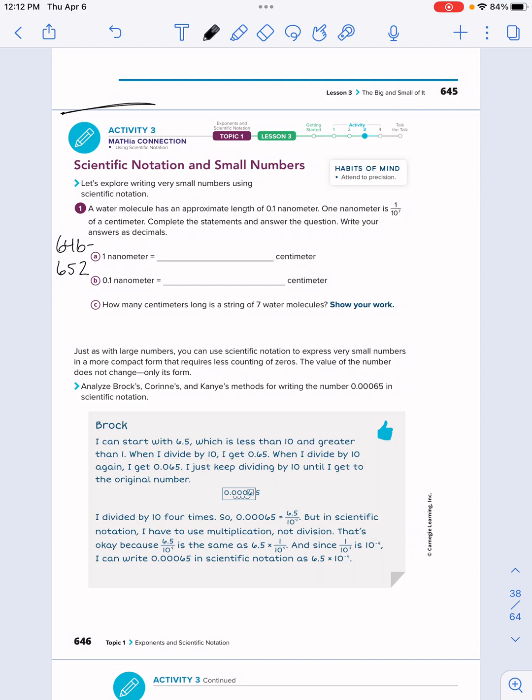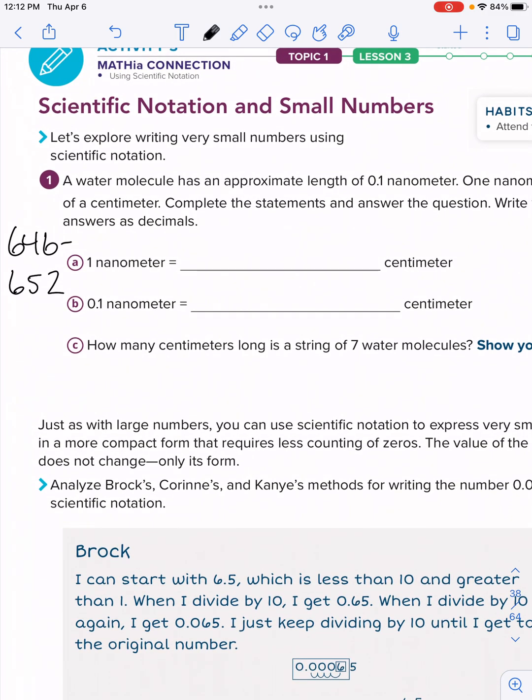Number 1 says a water molecule has an approximate length of 0.1 nanometers. 1 nanometer is 1 over 10 to the 7th power of a centimeter. So centimeter, think of that as like the width of a penny. So that's already pretty small, and this is that much smaller than that. So this is: complete the statements and answer the question. Write your answer as a decimal. So 1 nanometer is what percentage of a centimeter?